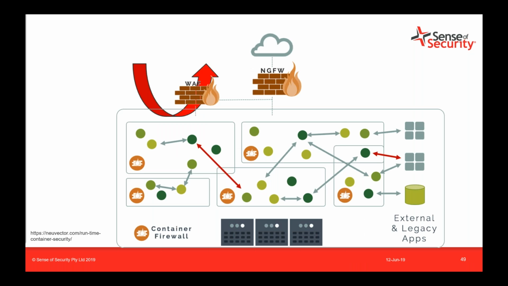In your modern application, the attack might be deflected at the perimeter through the next generation firewall or a web application firewall. It might be deflected at the container itself, and it also might be deflected between container instances. In this case, this image is showing the implementation of containerized firewalls between container clusters.